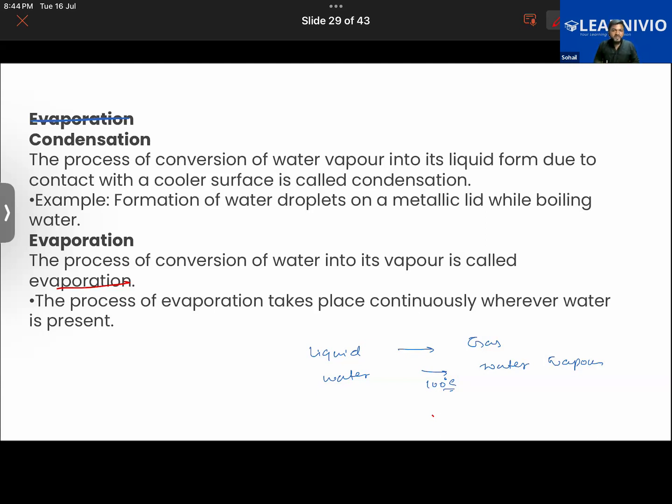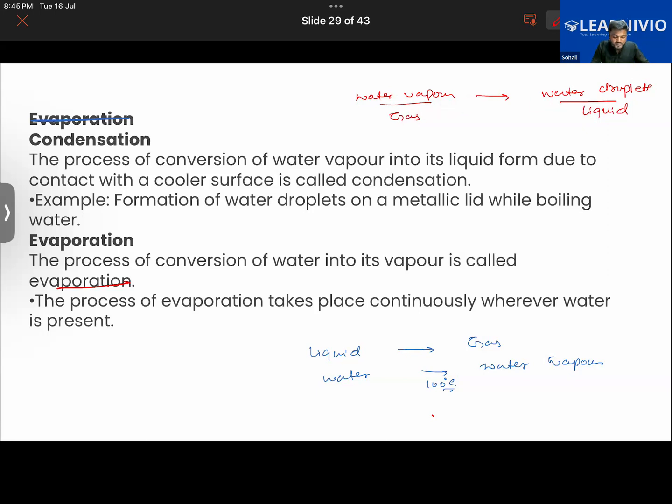But in the case of condensation, the opposite situation is required. There, what happens? Water vapor is converting to water droplets. Water vapor means the gaseous state of the water, and water droplet means the liquid state of the water. So there it is converting from the gas to the liquid.